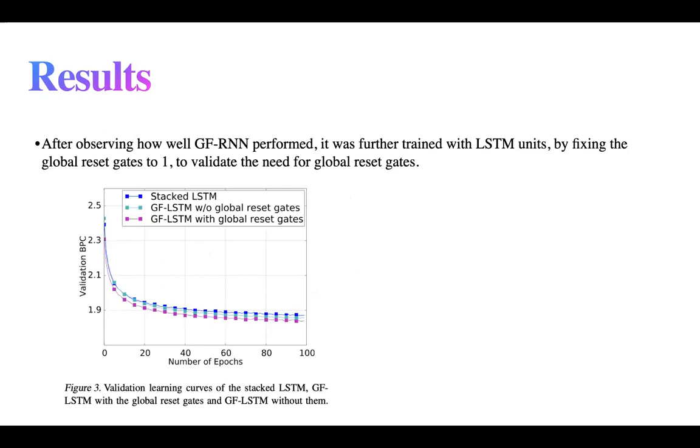After observing how well GFRNN performed, it was further trained with the LSTM unit by fixing the global gates to 1 to validate the need for global reset gates. As we can see, the GF-LSTM without global reset gates suffers a lot as compared to the GF-LSTM with global reset gates.